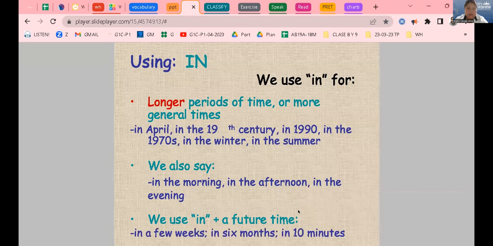And we use in with a future time, in a few weeks, in 6 months, in 10 minutes. Entonces también utilizamos in para indicar alguna actividad que va a suceder a futuro. In a few weeks, en pocas semanas, en 6 meses, en 10 minutos. Okay, in a few weeks, you're going to be in module 6, for example. Okay, in 6 months, you're going to finish basic level, right? And in 10 minutes, you're going to be talking, right? In 10 minutes. Okay, so now let's see.